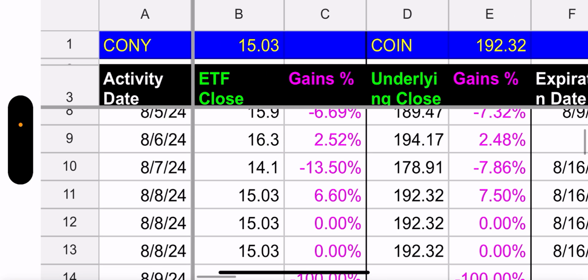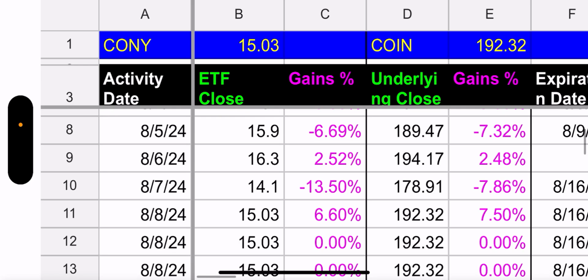Well, if we look, Coin had an interesting week as well. Monday down 7%, Tuesday up 2%, Wednesday down 7%, yesterday up 7%. What the hell's going to happen today? So anyway, Coin was up 7.5% yesterday. CONY was up 6.6% yesterday. What a roller coaster ride.